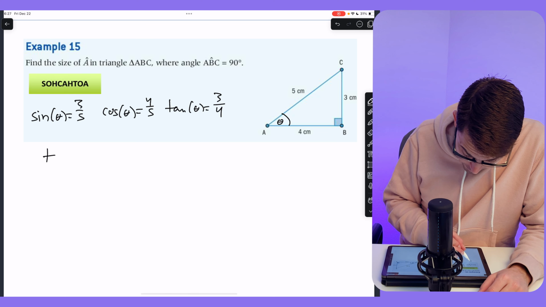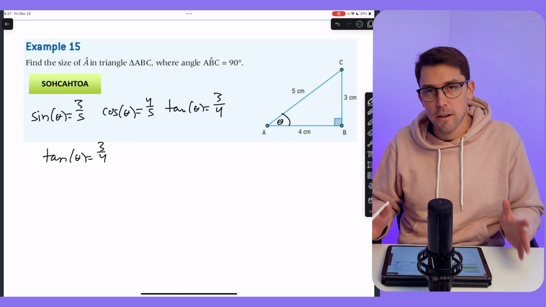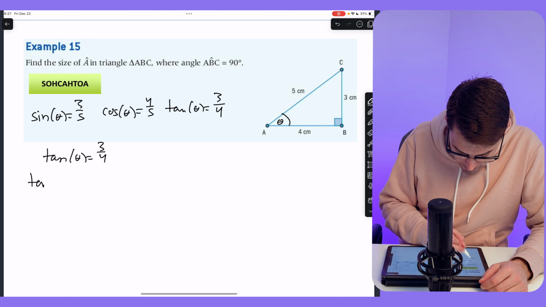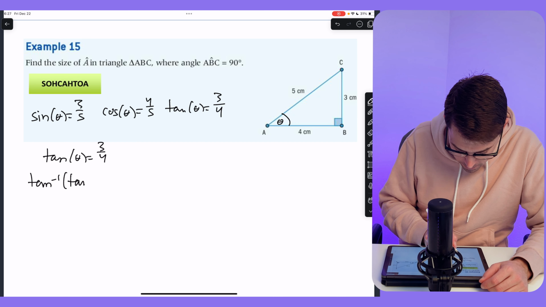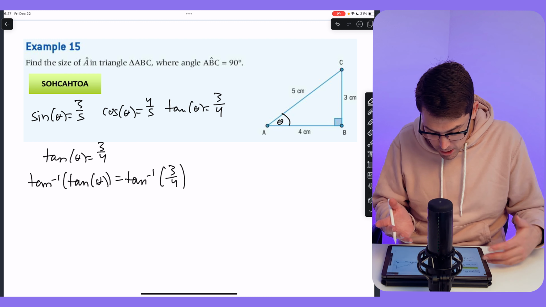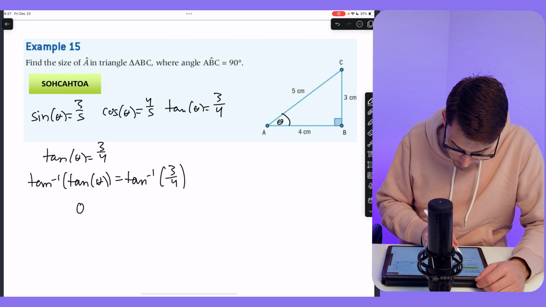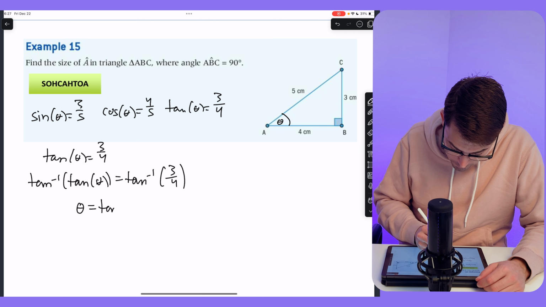So how can I isolate for theta? Well, I'm going to take the inverse tangent of each side. Because if I take the inverse tangent of each side, inverse tangent and tangent are going to cancel each other out. I'll be left with just theta, and that'll be equal to the inverse tangent of 3 over 4.